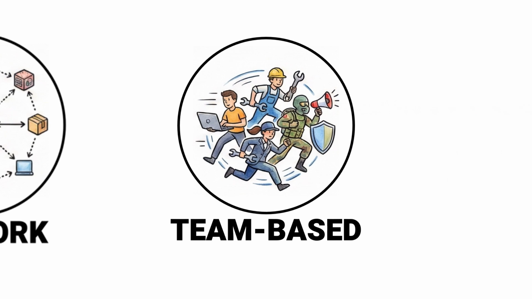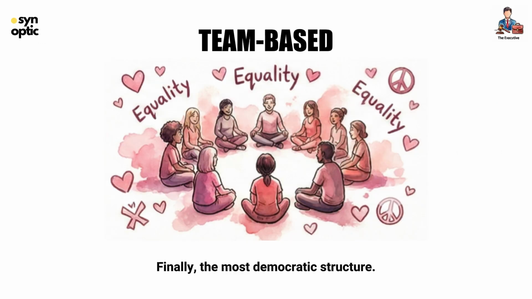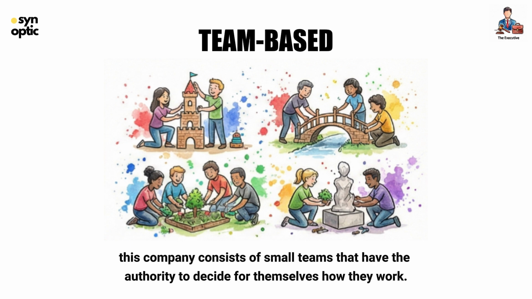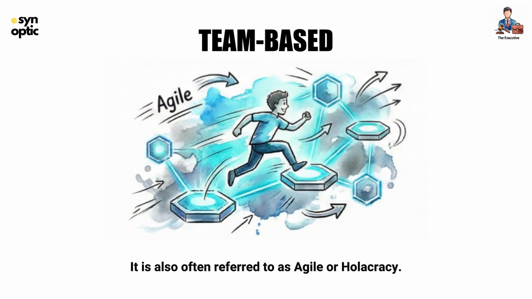Team-based structure, the special ops protocol. Finally, the most democratic structure. The logic is self-management. Instead of a rigid top-down hierarchy, this company consists of small teams that have the authority to decide for themselves how they work. It is also often referred to as agile or holacracy.